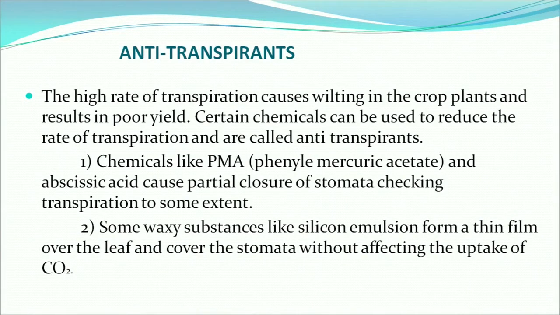Every time we cannot check how much transpiration is happening and how much water is available to the plant root hairs. So, certain chemicals like PMA, phenyl mercuric acetate, and abscisic acid cause partial closure of stomata, checking transpiration to some extent. Some waxy substances can also act as anti-transpirants, like silicon emulsion, which forms a thin film over the leaf and over the stomata without affecting the uptake of CO2.